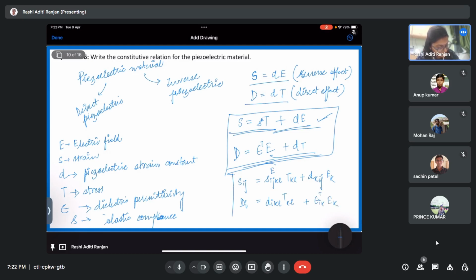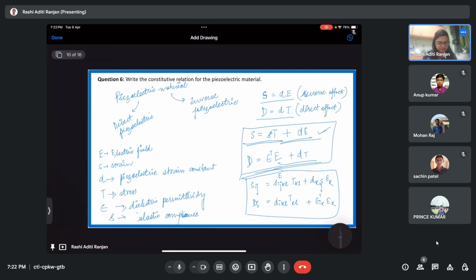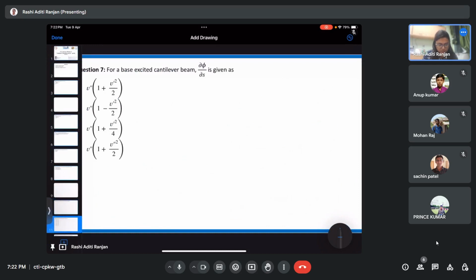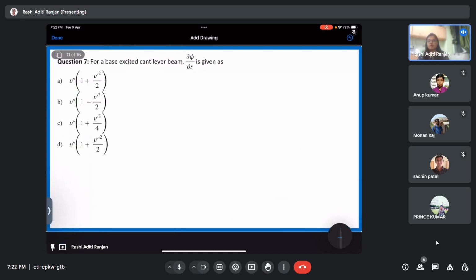This is going to be a constitutive relation. Now, depending upon in which direction you are applying the electric field and which direction you are giving the deformation, you can give the values to the i, j, k as 1, 2, 3, and likewise. I hope that this is clear. Okay, so coming on to question number 7.